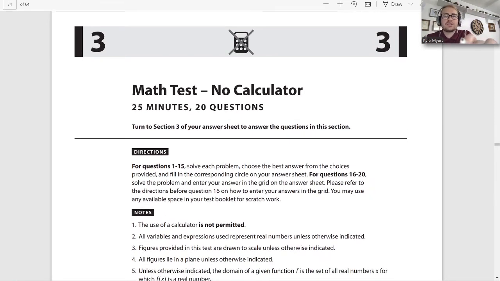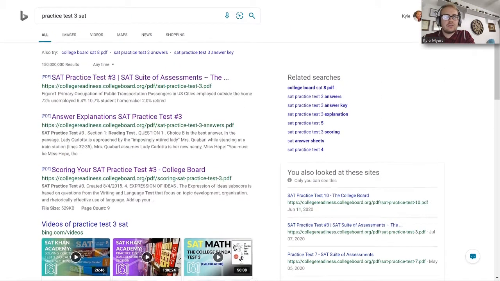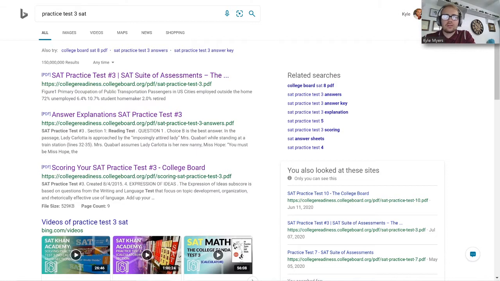So first things first, before we get into me actually showing you how to solve it in real time here, they have real solutions. All I did was I went over here and searched on Bing, because I use Edge, that way I can write on the pages. I just searched practice test 3 SAT, and it's the first thing that comes up. There's a couple other links that come up that are also really good, and I'll show you them here.